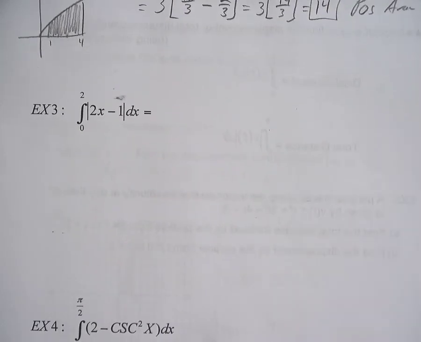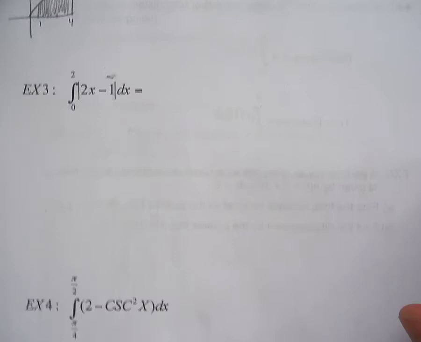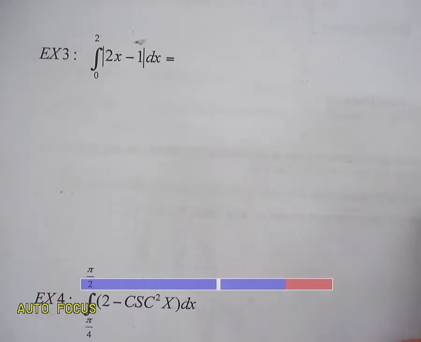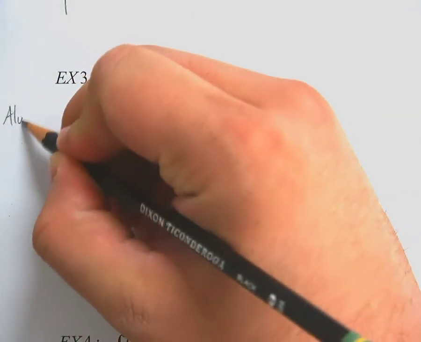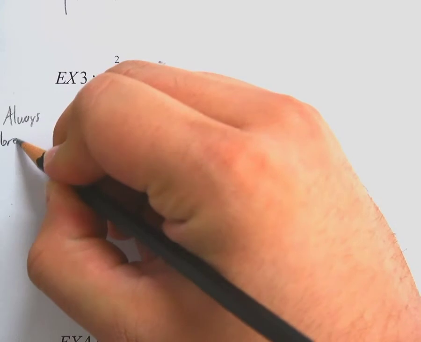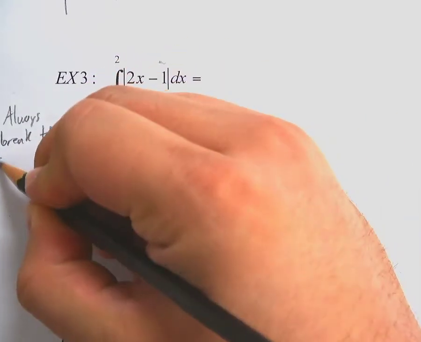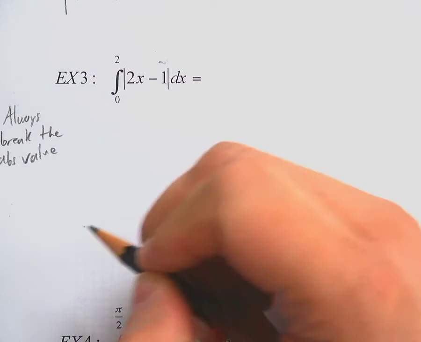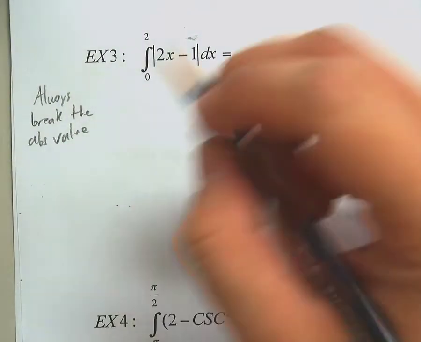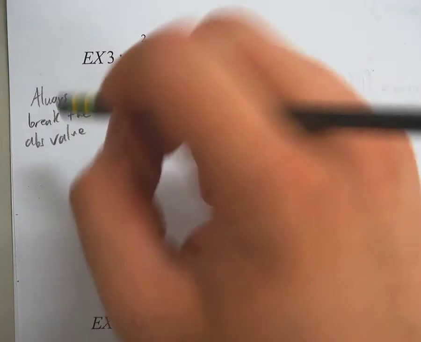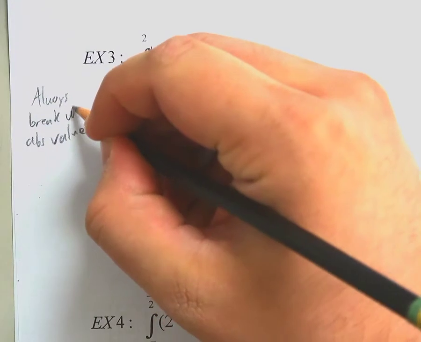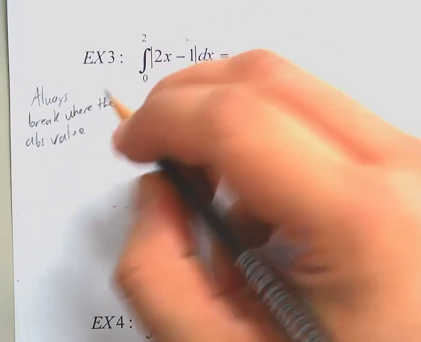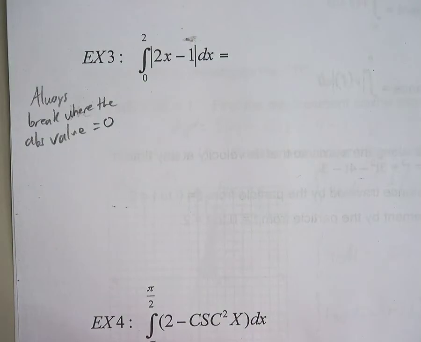Alright, example number 3. This one's a special one because it's an absolute value. And anytime you have an absolute value, you must split it. So I want you to write this down. Always break where the absolute value is equal to 0.